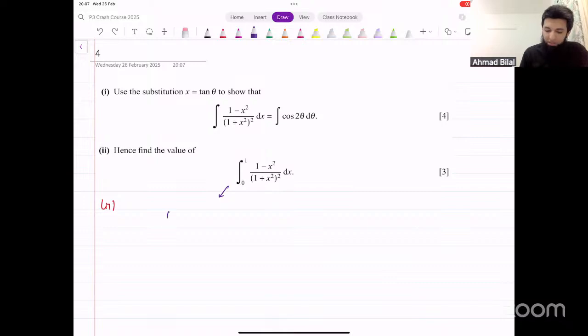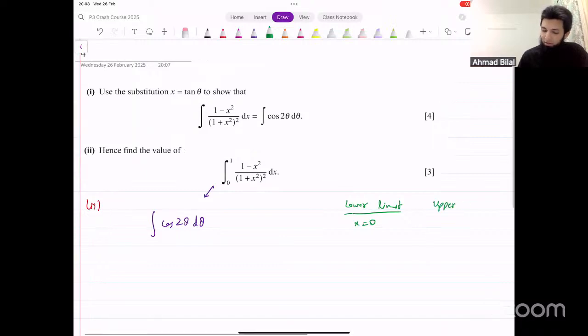You would say this is integration of cos 2 theta d theta. Limits for x are from 0 to 1. Now, that's something that you have to be careful about. These are limits of x, right? Because this is dx. Maybe you're not changing the limits. The lower limit is x equal to 0, and the upper limit is x equal to 1.